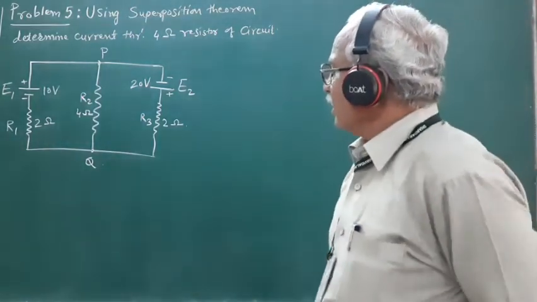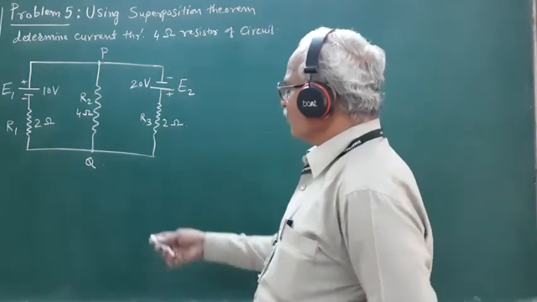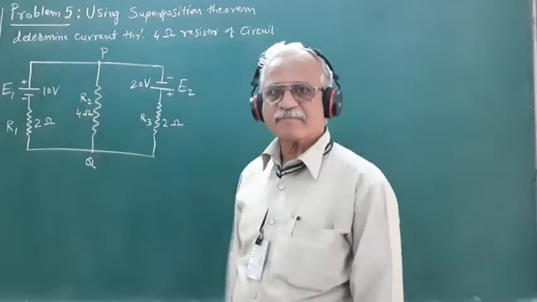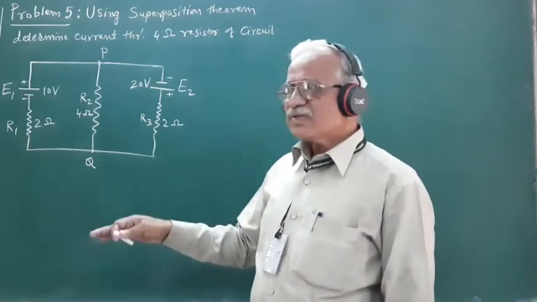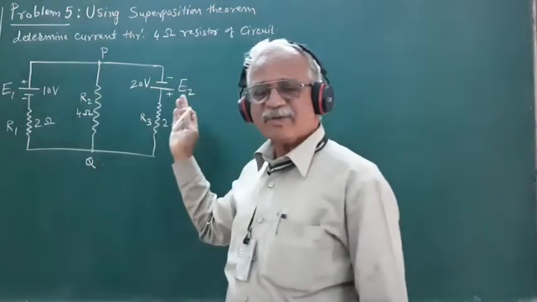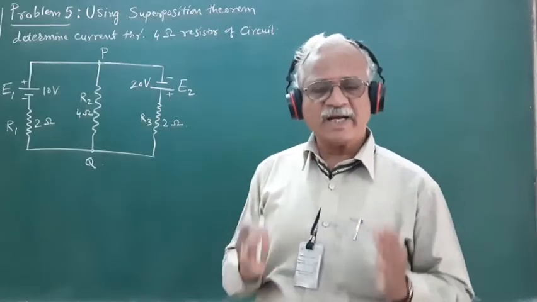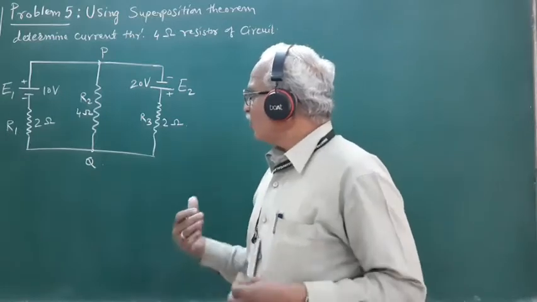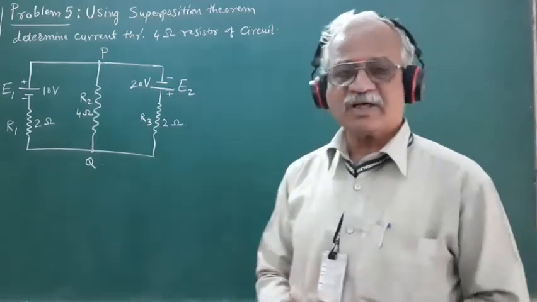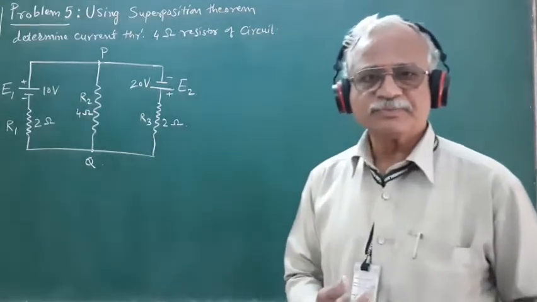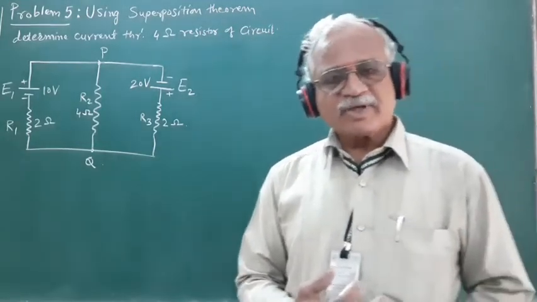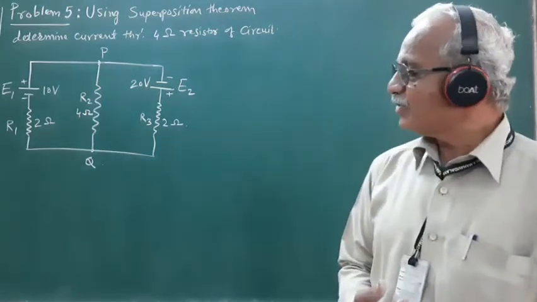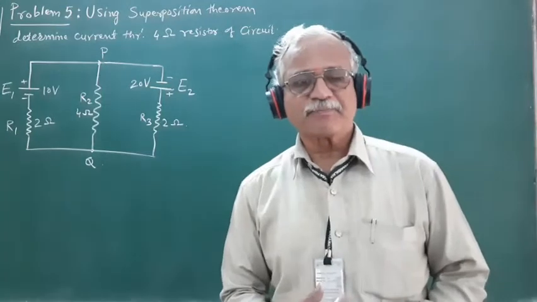Here in this problem we are asked to determine the current flowing through this 4 ohm resistor in the presence of both the sources of EMFs E1 and E2 when they are acting simultaneously. So to find out the resultant current flowing through this resistance R2 in the presence of both the sources of EMFs, let us use the superposition theorem.